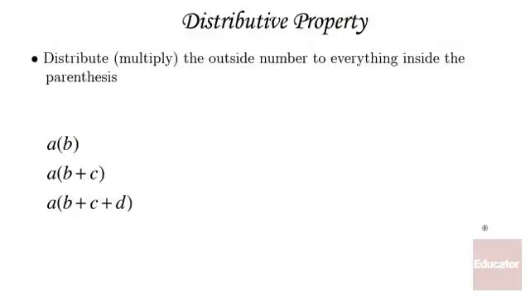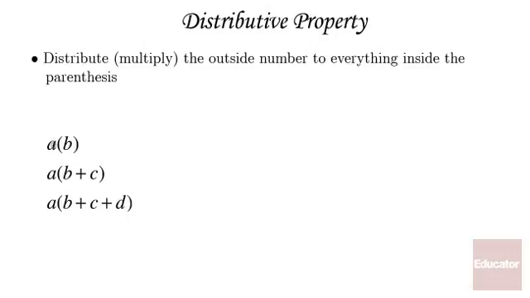When you're using distributive property, you're multiplying everything on the inside of the parentheses by the number on the outside. So you're going to distribute the outside number to everything inside the parentheses. So here are just some examples with variables. A and B, C and D are all variables.